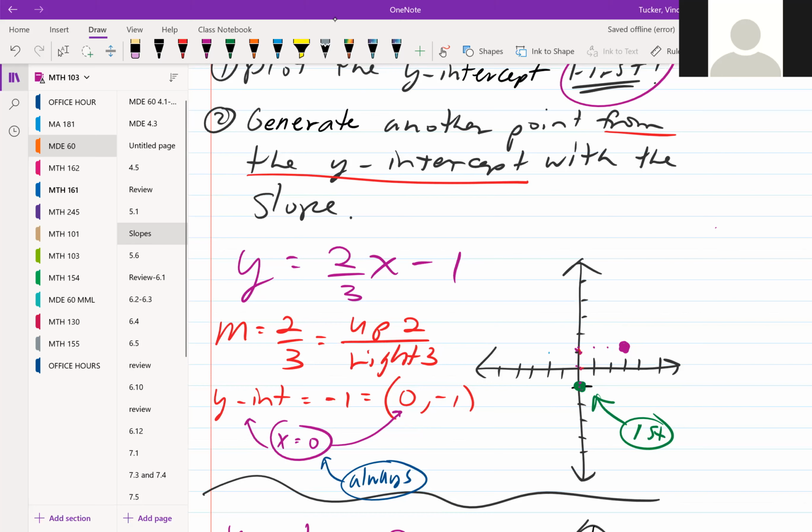Remember, if it was (2, -1), then the first thing I would do is go right 2, then down 1. But because x is 0, you don't move right or left. You just go down 1 for your y. All right, is that cool?